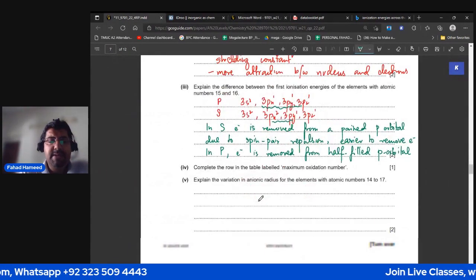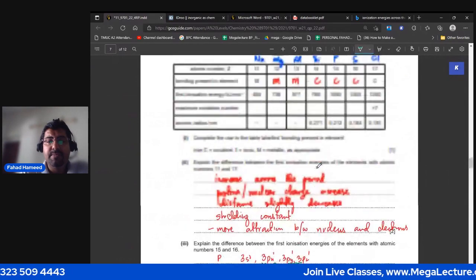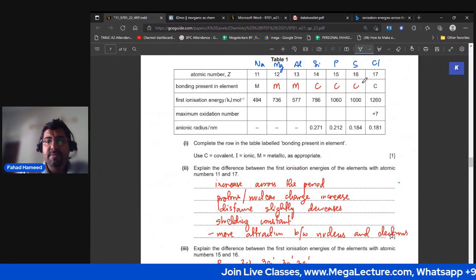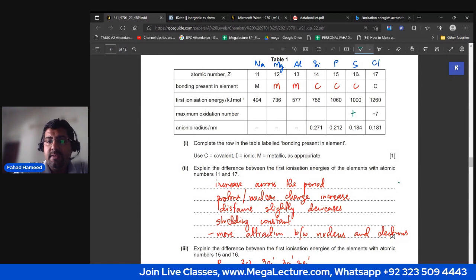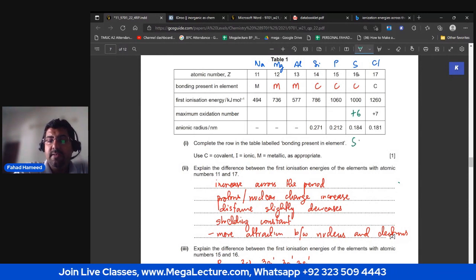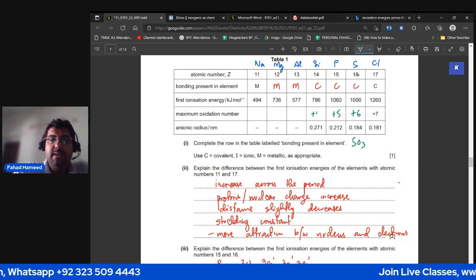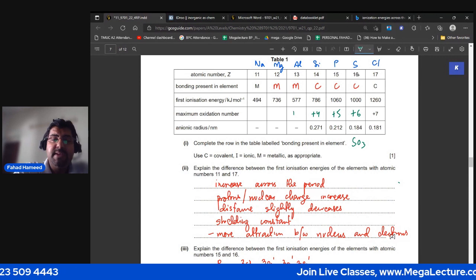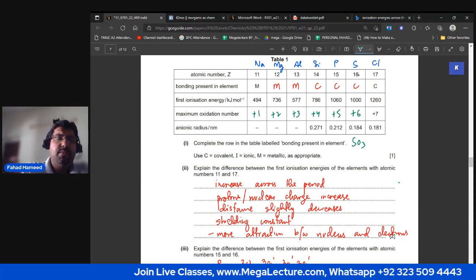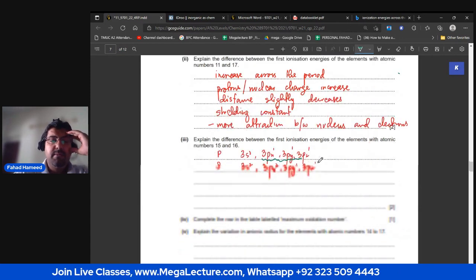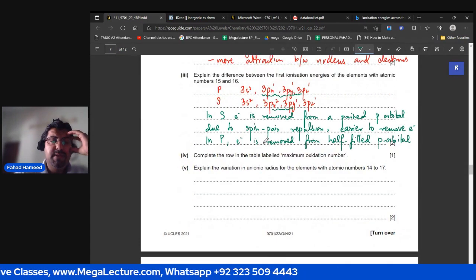Now the next part is complete the row, maximum oxidation number. So the maximum oxidation number of sulfur is usually +6, like in SO3. Phosphorus is +5, like in PCl5. Silicon +4 usually. These are metals. Aluminium is +3. You've got magnesium, which is +2, and you've got Na, which is +1.